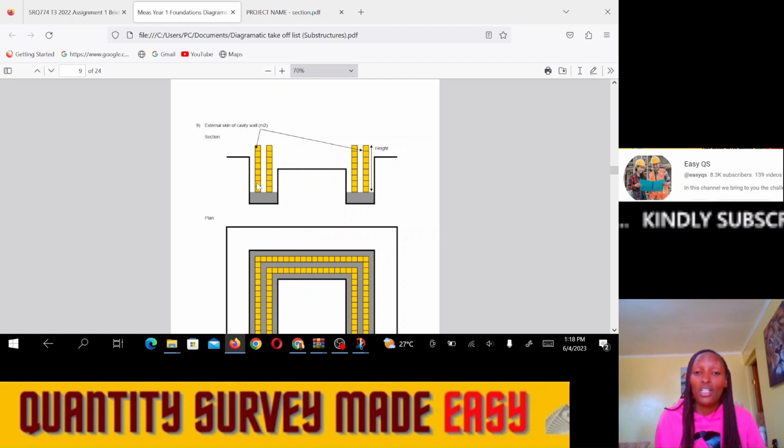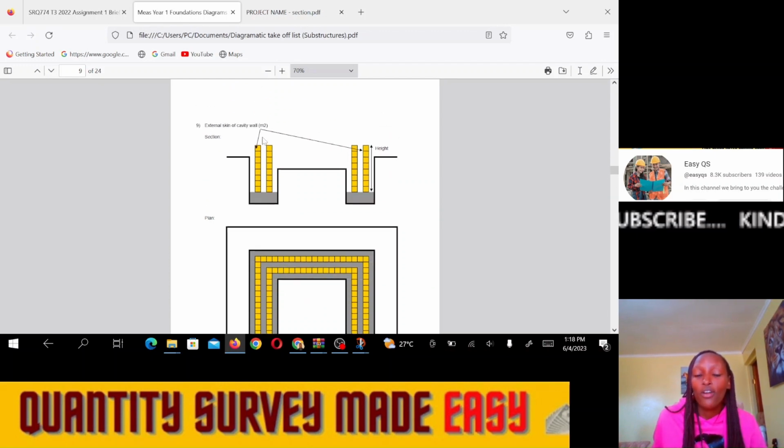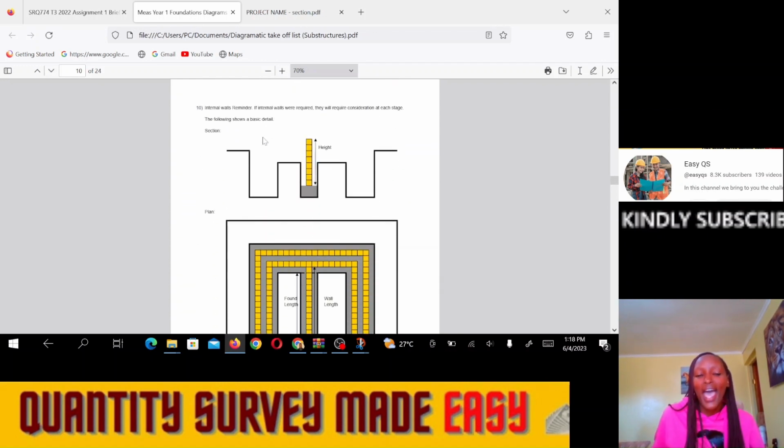Because in this substructure takeoff, and even for superstructure, you will find out that most of the time we use center lines. So for the external skin, we shall take the center line of all of it, then multiply by the height. That will give us the area for the external skin of the cavity wall, which is measured in meters squared. All right, the next item is, in case we have internal walls, how do we measure their area?